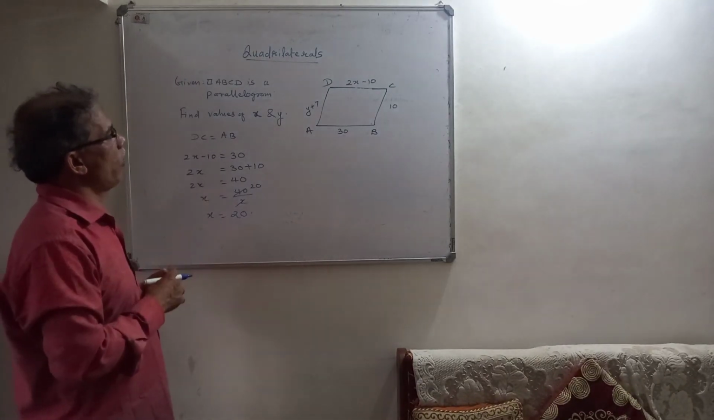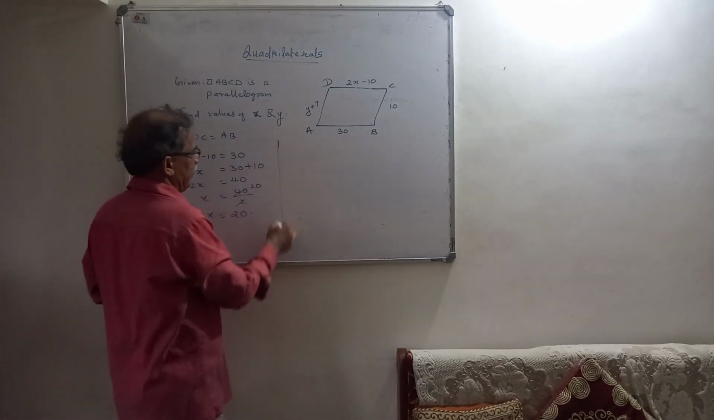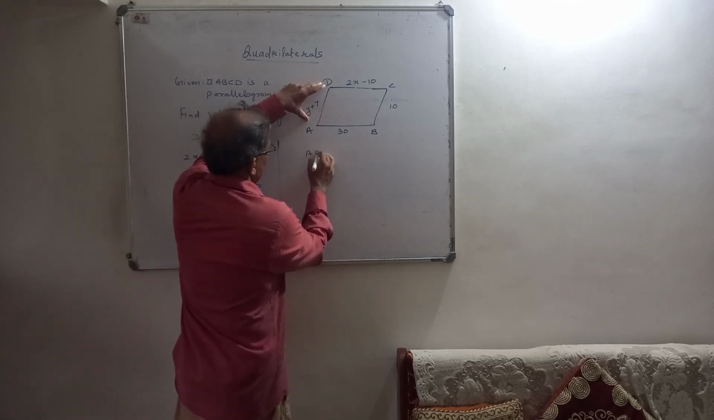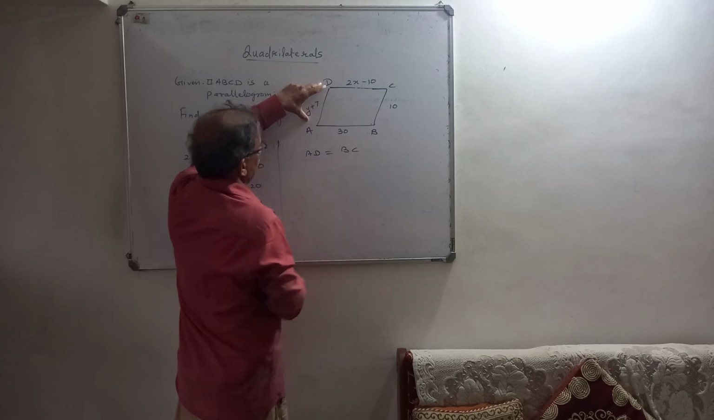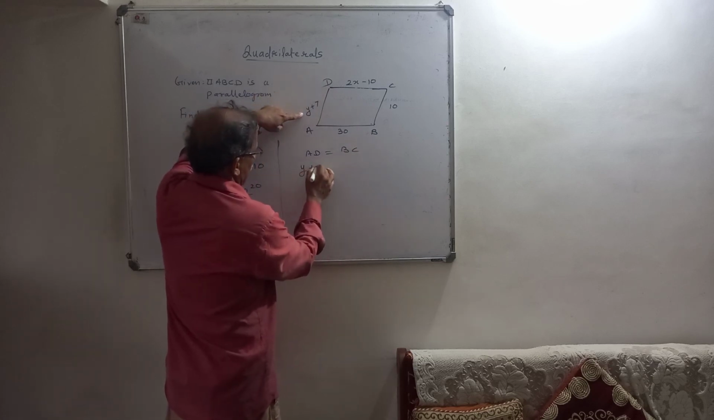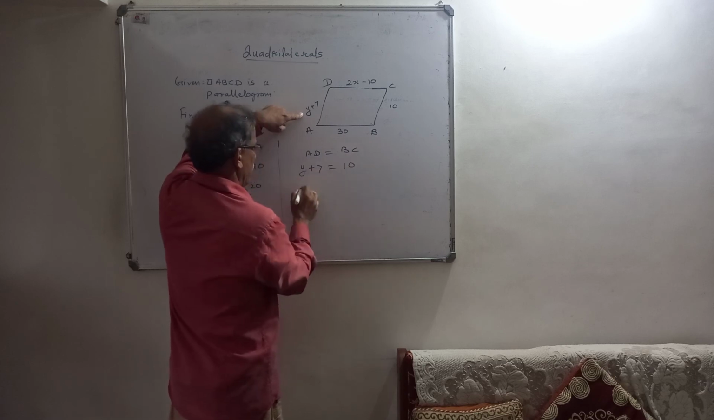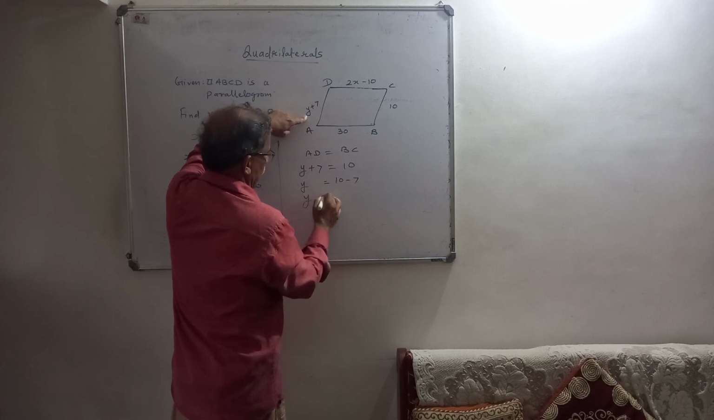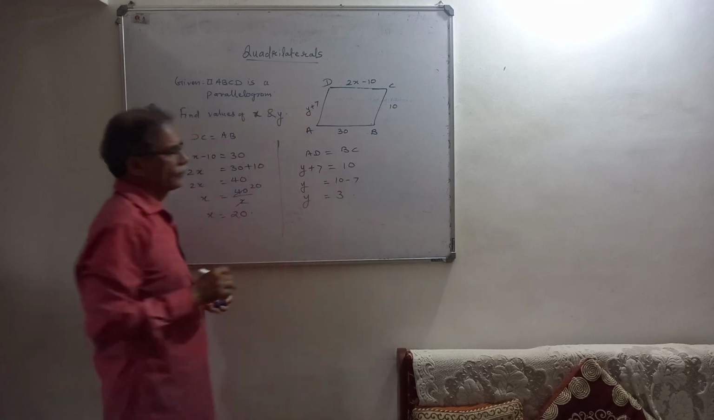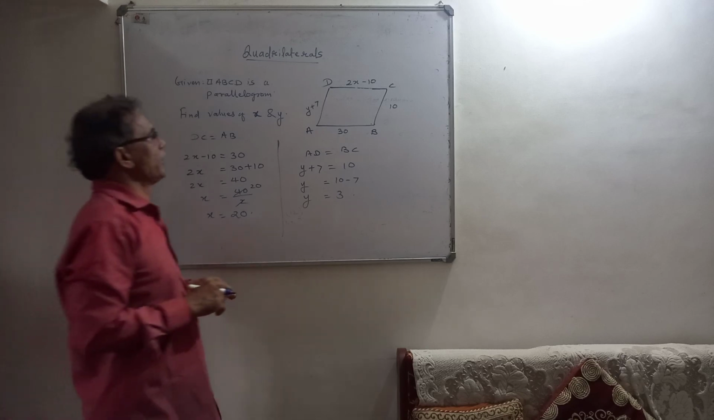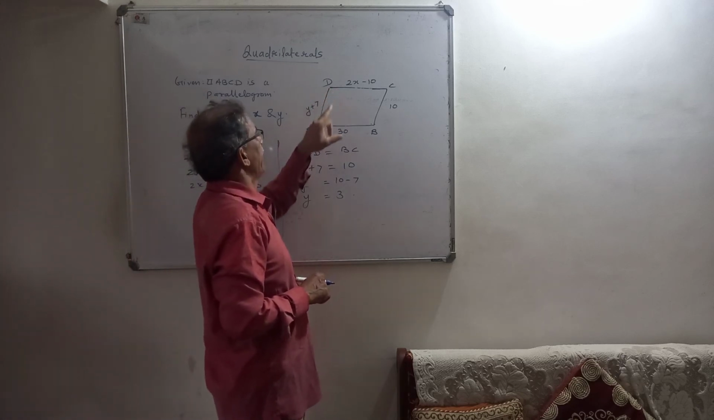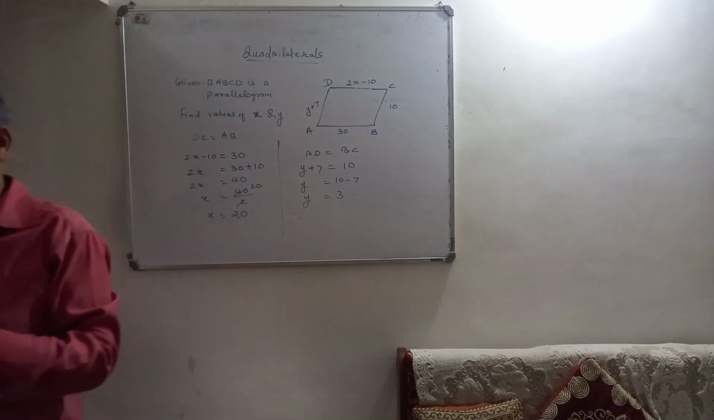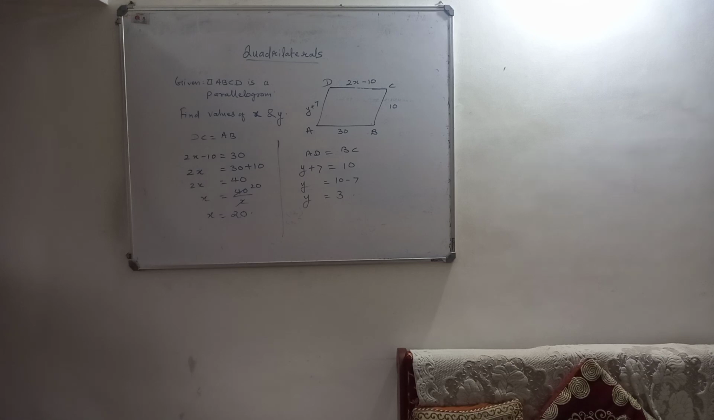Now to obtain the value of y, can you tell me what you write? Again, opposite sides are equal. So for AD, the opposite side, AD should be equal to BC. And AD is given as y plus 7, which is equal to 10. So what do you write here? y is equal to 10 minus 7, or y is equal to 3. So they can even ask you what this angle, this angle, this angle is. You can decide that once you know the properties of a parallelogram. Okay.